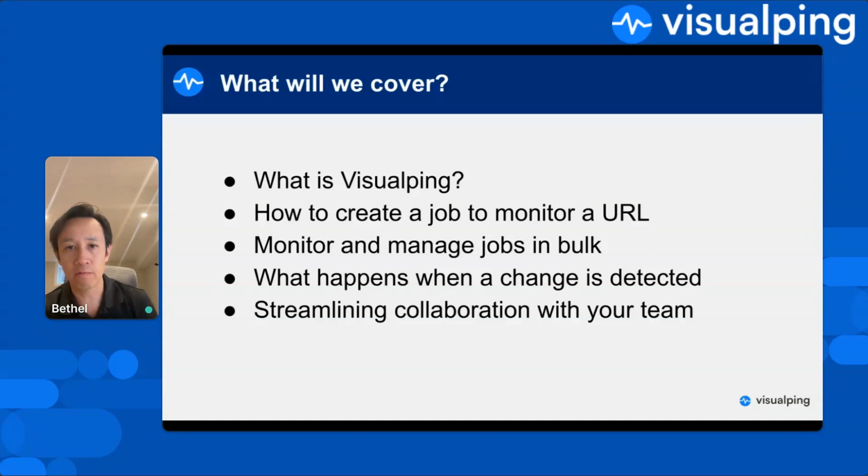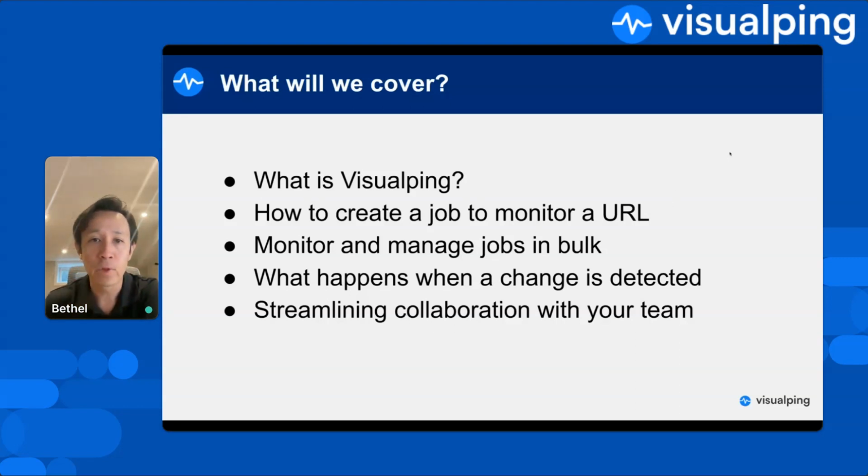And for those with many URLs you want to monitor, we're going to go through how to manage a large set of URLs. From there, we're going to go through what happens when Visualping detects a change, what my notifications look like, and how I can take that and action it. The last thing we're going to touch on is some of the collaboration tools you'll have at your disposal to share with your team, your business and other users.